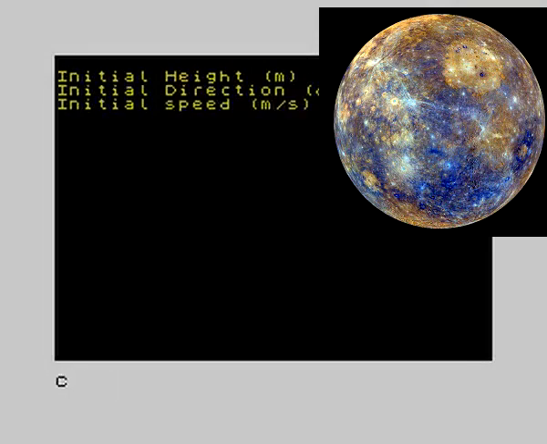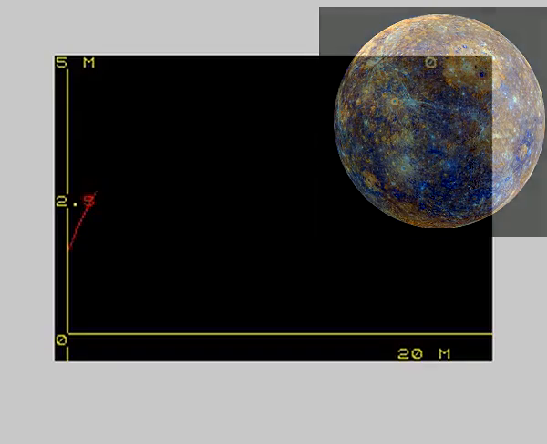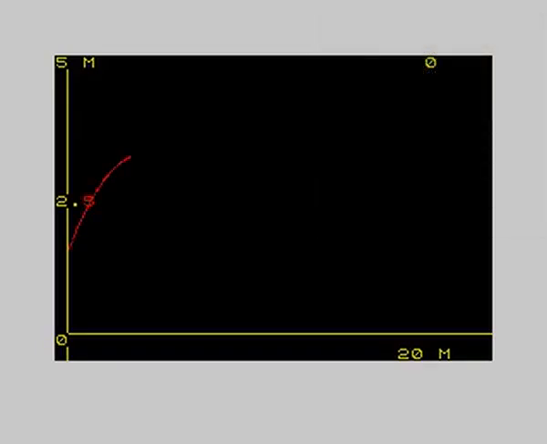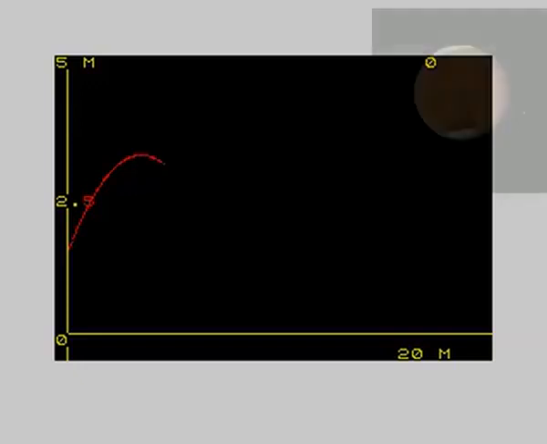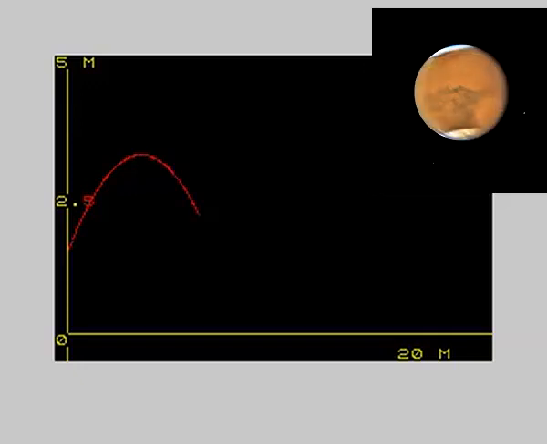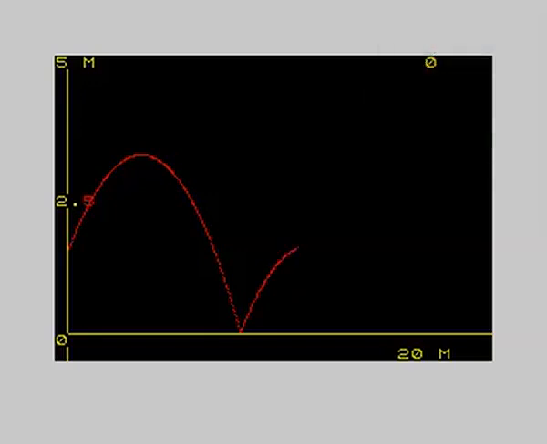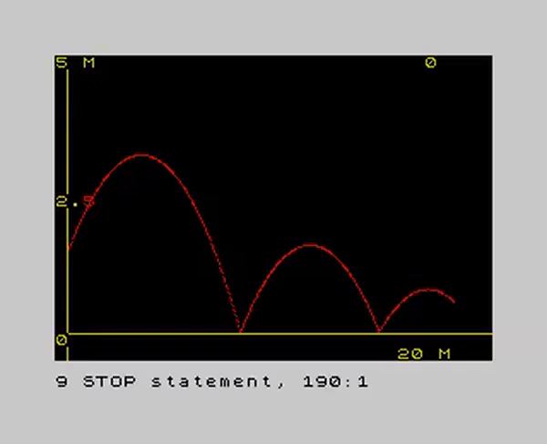Enter the values as before. Gravity is 3.7 meters per second, which is Mercury, also Mars. So we get a lot higher, well, not that much higher, maybe 3.5 meters. Still got a good bounce. The simulation is set to stop if the ball bounces off the edge of the x-axis. Otherwise, we get an interactive range problem. We can go off the top of the screen. That was Mercury and Mars.